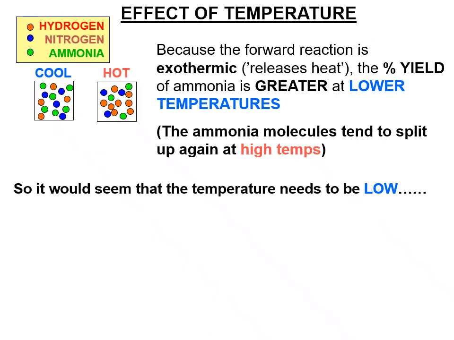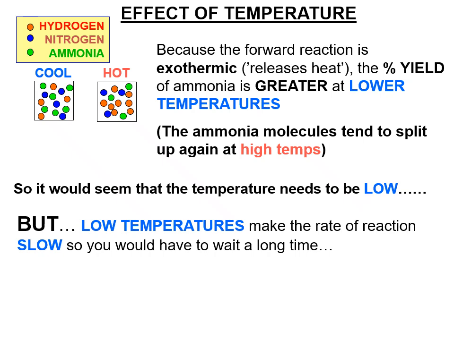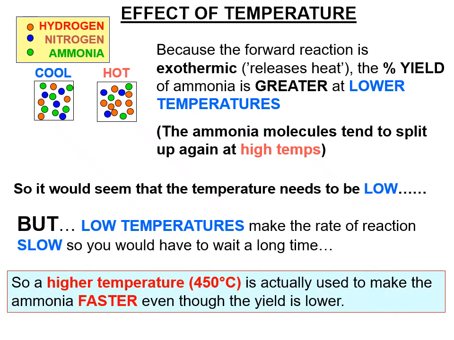The effect of temperature. Because the forward reaction is exothermic, it releases heat, and the percentage yield of ammonia is greater at lower temperatures. The ammonia molecules tend to split up again at higher temperatures. So it would seem that the temperature needs to be low. But low temperatures make it slow, so you need to wait for a very long time. So a higher temperature, 450, is actually used to make the ammonia faster even though the yield is lower.